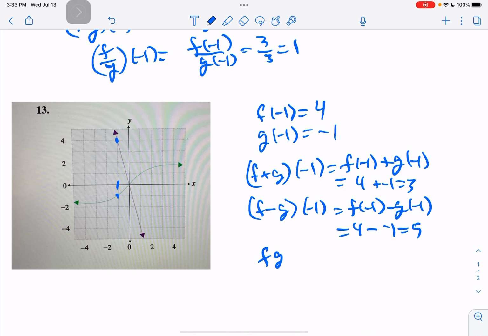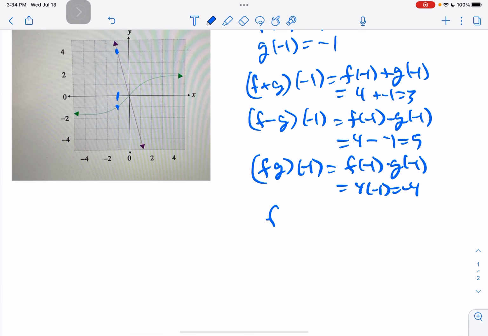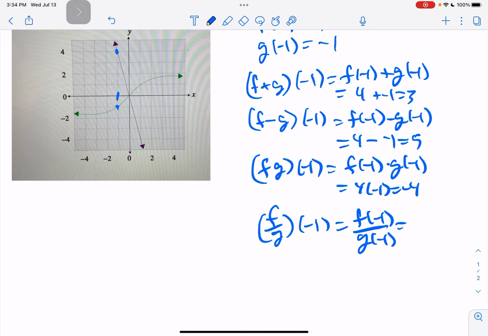F times g of negative 1 is f of negative 1 times g of negative 1, which is 4 times negative 1, which is negative 4. And f divided by g of negative 1 is f of negative 1 divided by g of negative 1, which is 4 divided by negative 1, which is negative 4. So I hope that helps.